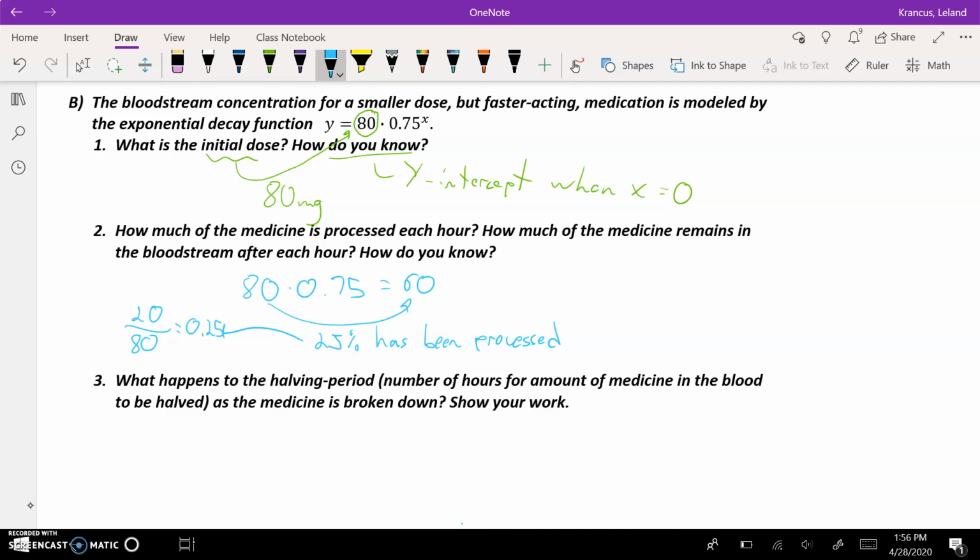It's usually going to be described as how much is processed each hour. So if 25% is processed and metabolized by your body in an hour, you have 75% left. Multiplying by 0.75 gives you what remains in the bloodstream. 25% is what's been removed from the bloodstream by your body's metabolism.